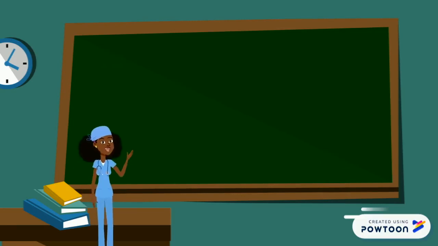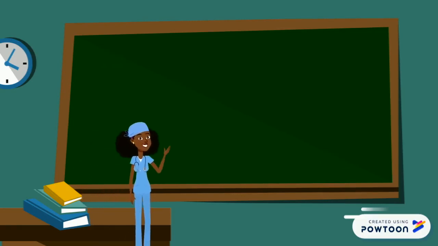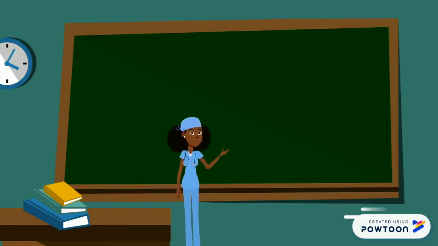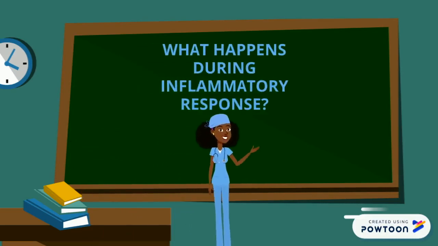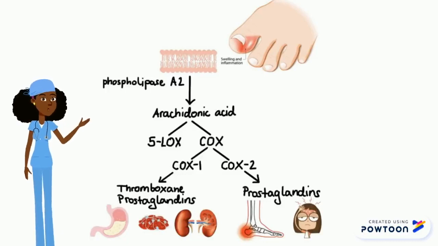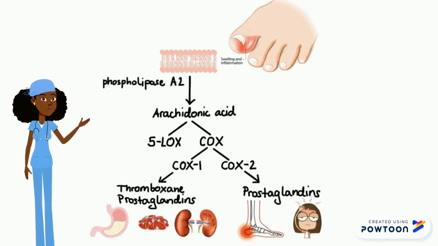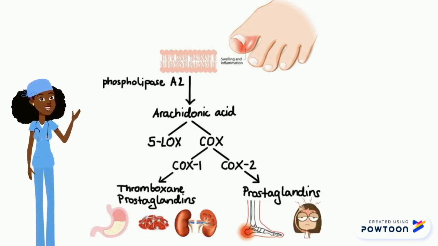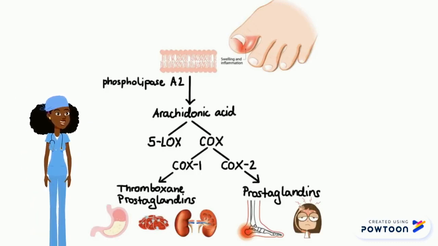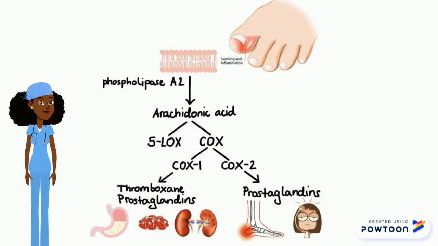Before explaining in further detail the mechanism of action of naproxen, let us talk about what happens during the inflammatory response. During tissue injury or irritation, the phospholipase enzyme A2 is released. It converts phospholipids in the cell membrane into arachidonic acid. Arachidonic acid is the substrate for two major enzymes, cyclooxygenase and 5-lipoxygenase. But for now, we're going to be focusing on the cyclooxygenase pathway.